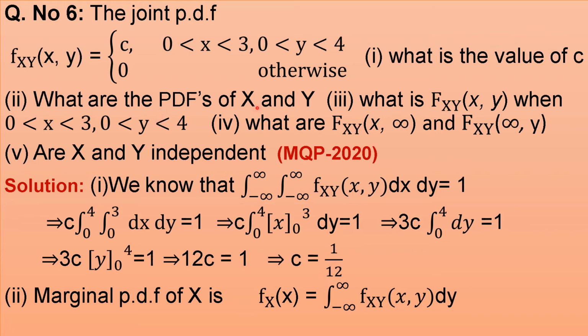What are the PDFs of x and y? Means the marginal probability density function of x, denoted as fx of x, which is equal to the integral from minus infinity to plus infinity of the joint probability density function fxy of x comma y. Now, marginal PDF of x means integration is with respect to y. Marginal PDF of y means integration is with respect to x. So here integration is with respect to y. The y value varies from 0 to 4. For the remaining y values, this integrand will be 0. So consider the integral only from 0 to 4.